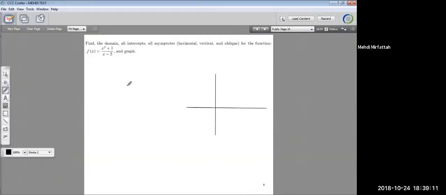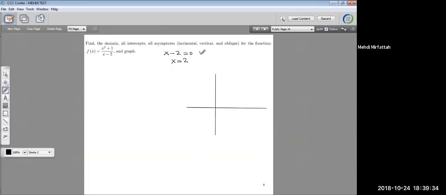Here we're going to find the domain, all intercepts, all asymptotes, and graph. To find the domain, that's an easy one. We take what you have at the bottom of the fraction. You don't want that to be equal to 0. So if I let that be equal to 0, x would be equal to 2. For x equal to 2, this whole thing would become undefined.